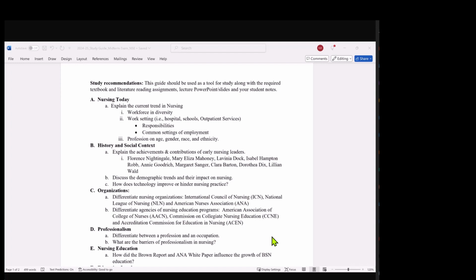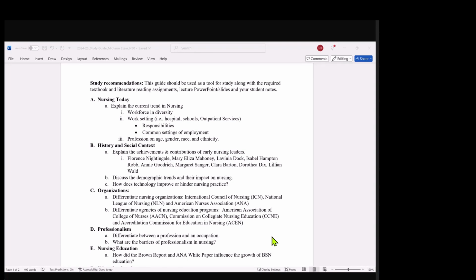Also, on top of that are the agencies that contribute to the accreditation of colleges and nursing programs. And we talked about the CCNE and the ACEN and AACN. So really, what is the difference between all of those? Okay, what is significant?